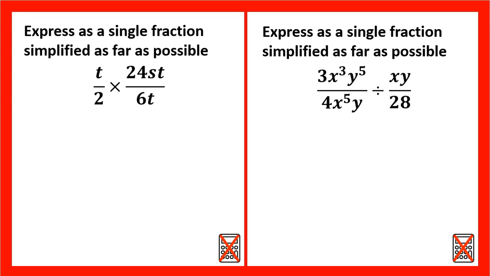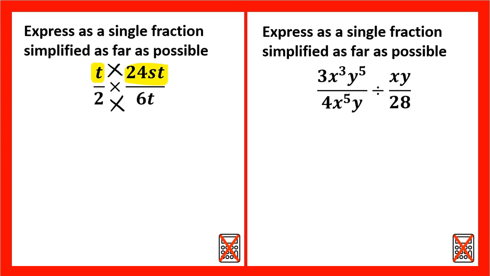The method for multiplying and dividing algebraic fractions is exactly the same as it is with numeric fractions. If you're multiplying, just multiply the numerators together and the denominators together. Once written as a single fraction, we can cancel common factors from the numerator and the denominator, just like shown in my previous video on simplifying algebraic fractions.